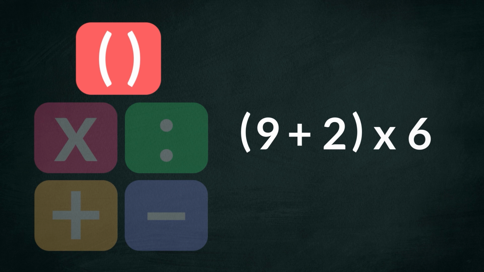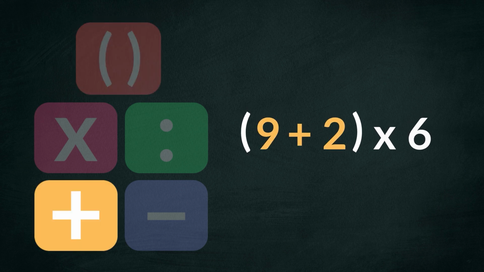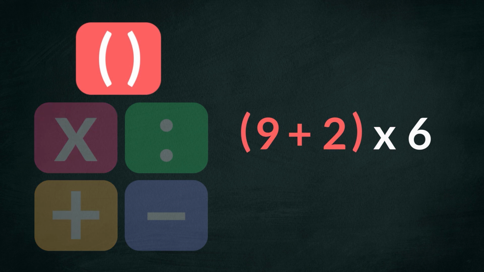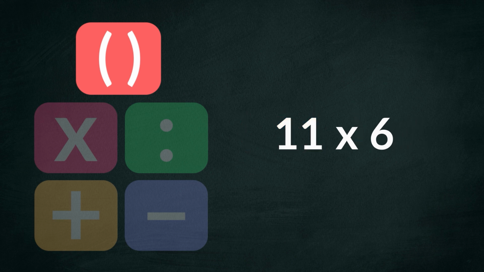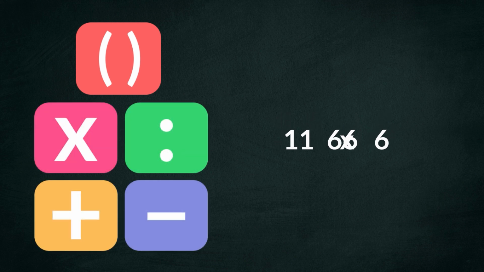Since we've just learned about the importance of parentheses, can you solve this new problem? Yes, 9 plus 2 is addition, and addition comes after multiplication in the order of operations, but it is placed inside the pair of parentheses, therefore we need to solve it first. 9 plus 2 equals 11. Because we end up with a single number inside the parentheses, you can remove the parentheses. Then 11 times 6 equals 66.